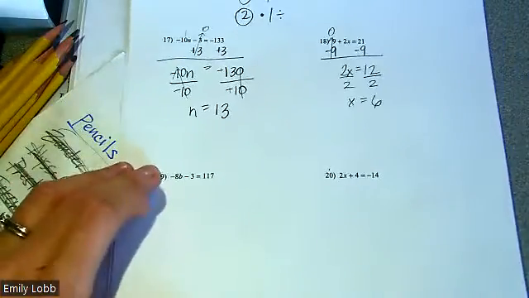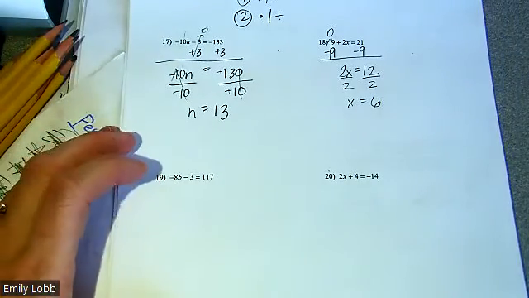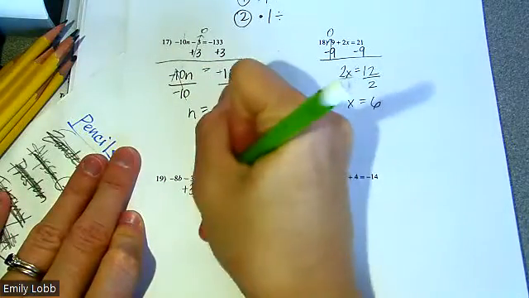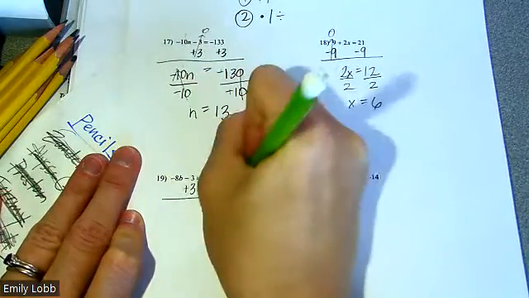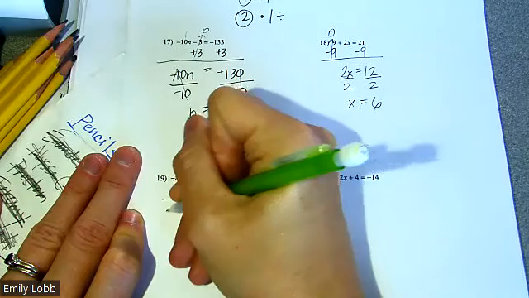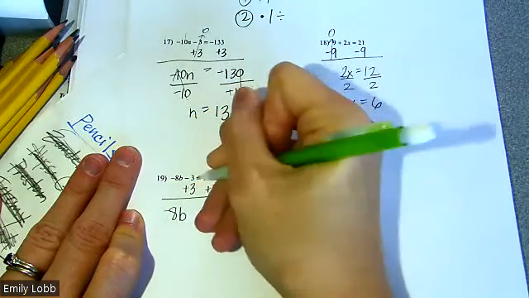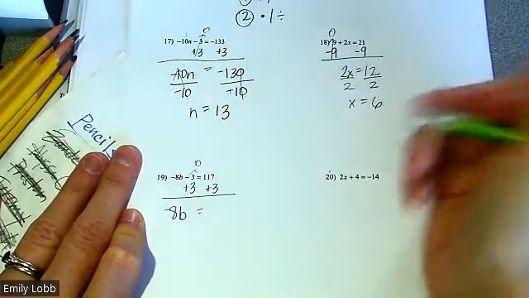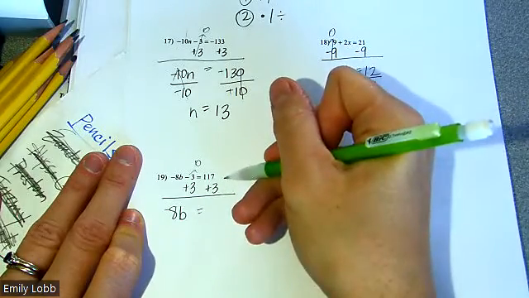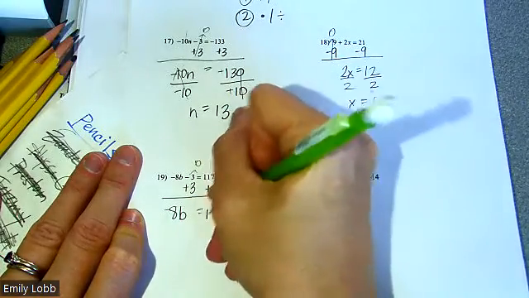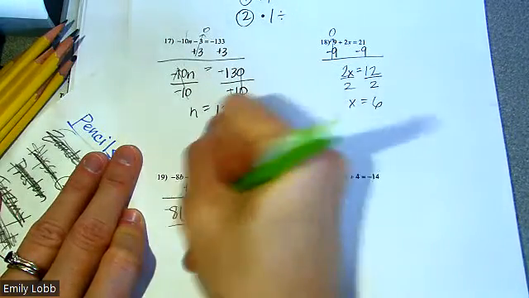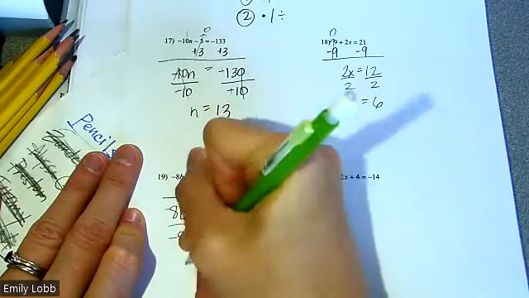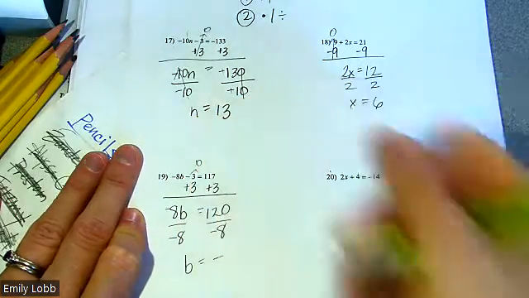How do I get rid of the negative 3? I add a positive 3 to both sides, right? So I'm bringing down that negative 8b. That became 0, so it went hasta la bye-bye. 117 plus 3 is 120. Now I'm dividing both sides by -8. I know B is something negative.